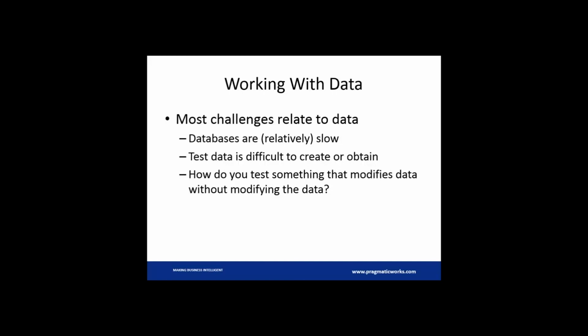So, working with data. A lot of challenges that people run into with unit testing SSIS are specifically around working with data. Databases are slow. Test data is challenging often to find, and you can run into difficulties. As we said, tests need to be atomic. They need to return themselves to their original state, but that means when we're running against a database, most of our functionality of SSIS involves actually changing the database. So restoring it to its original state can be a significant challenge.